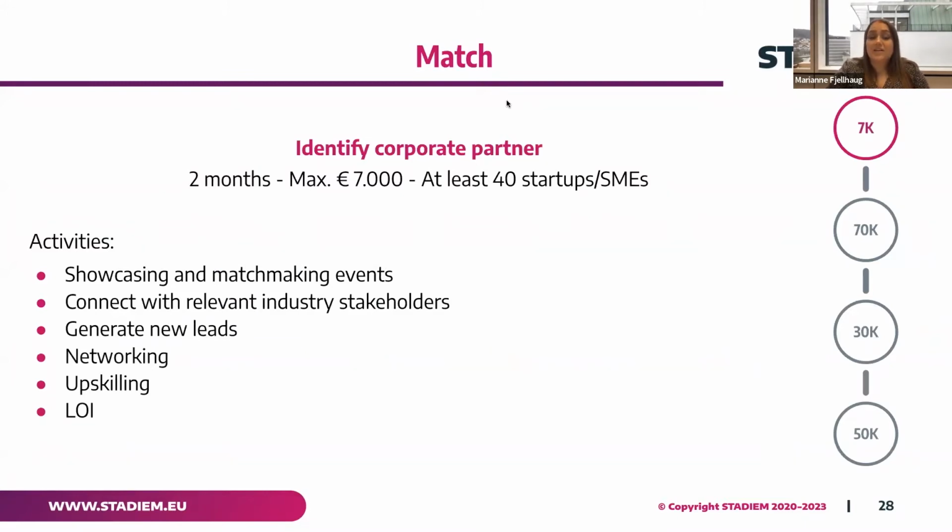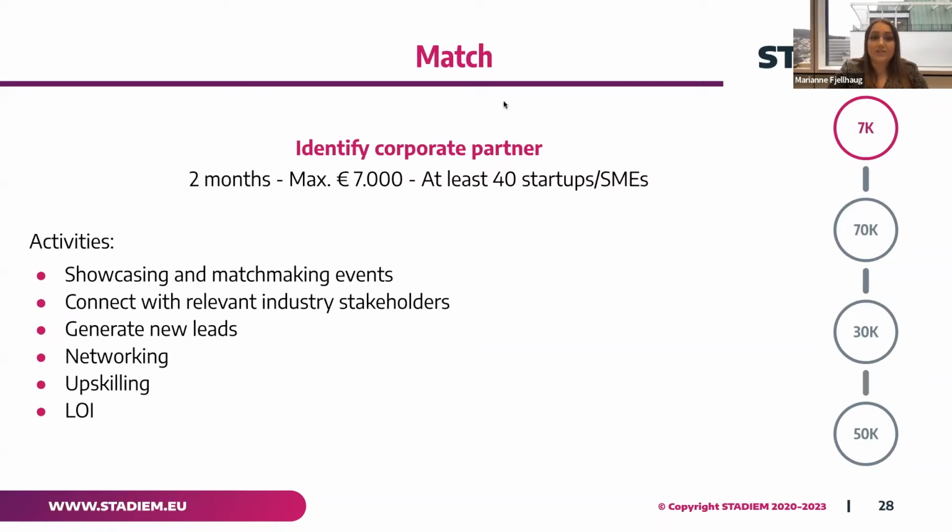As I said, match phase is the first phase. The goal here is for you to identify your corporate partner in the European ecosystem. This is a 2-month phase where you can receive a maximum of 7,000 euros for reimbursement for travel expenses when you are traveling to visit each of the 4 innovation hubs. Here, we will select at least 40 startups and SMEs to join us in this phase.